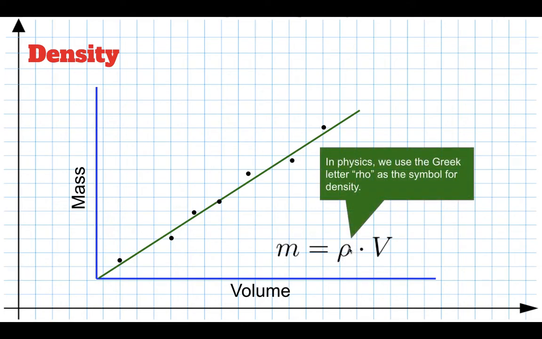So in physics, we're going to use the Greek letter rho, which is like the Greek equivalent of r, as the symbol for density. Okay, so I think in chemistry you use d for density, but we use d for distance everywhere in physics, so we're going to use rho. Okay, so I think this is what you found in lab. The mass is equal to some constant times the volume. That constant we're going to characterize as the density.